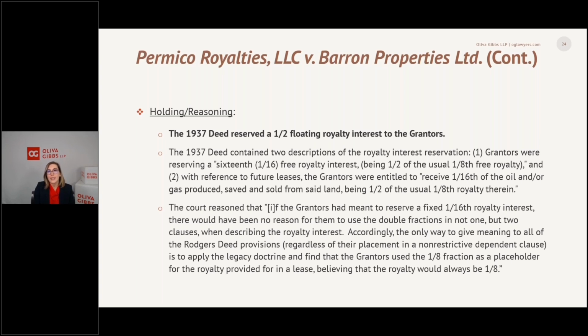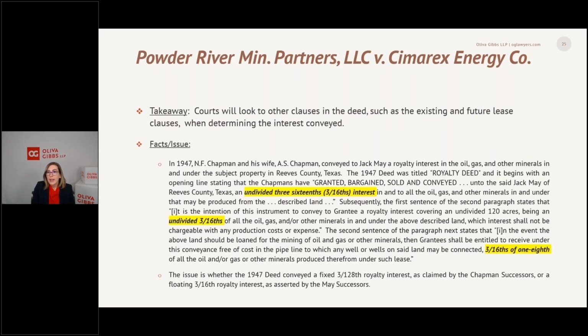So this is the second case we've looked at here, where the court is trying to give meaning to all clauses within the deed. Next, we have Powder River Mineral Partners versus Cimarex Energy Co. And we are making our way back to Reeves County, Texas with this case. The takeaway here is that courts will look to other clauses in the deed, such as the existing and future lease clauses, when determining the interest conveyed. This is starting to sound familiar, right?